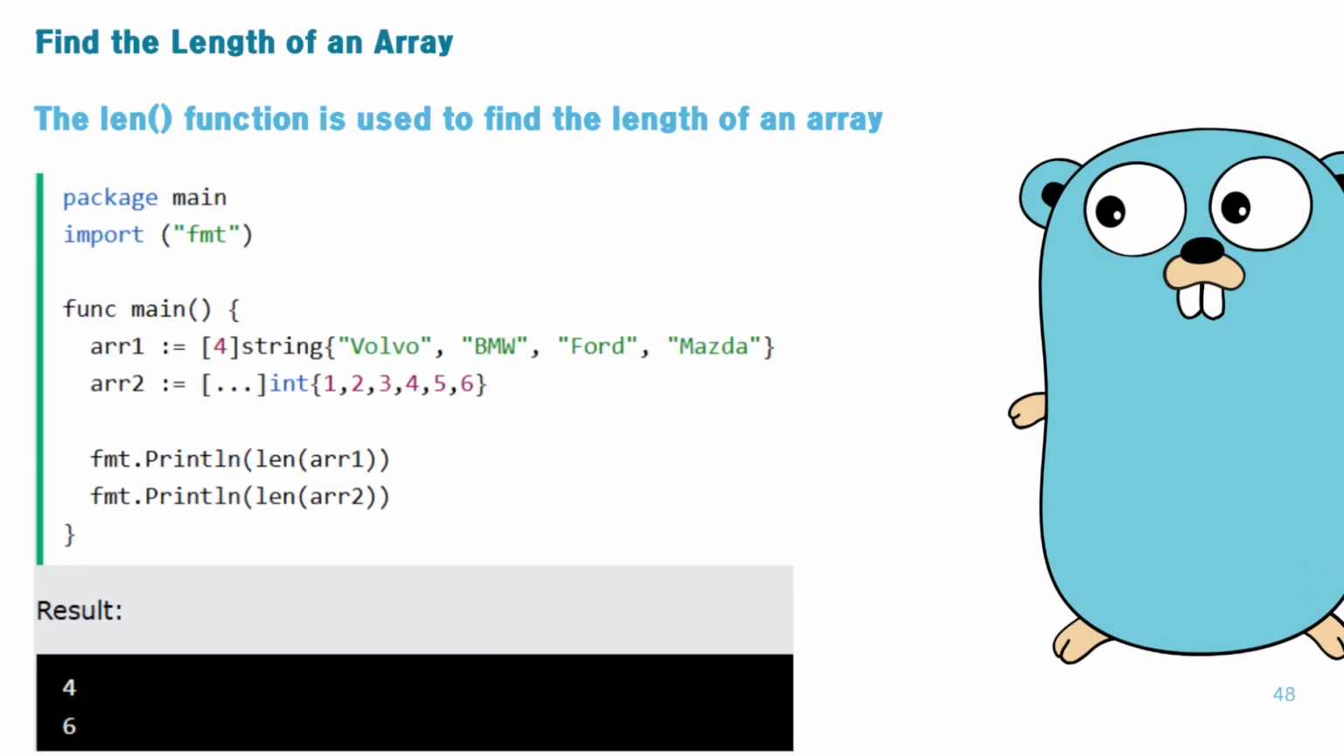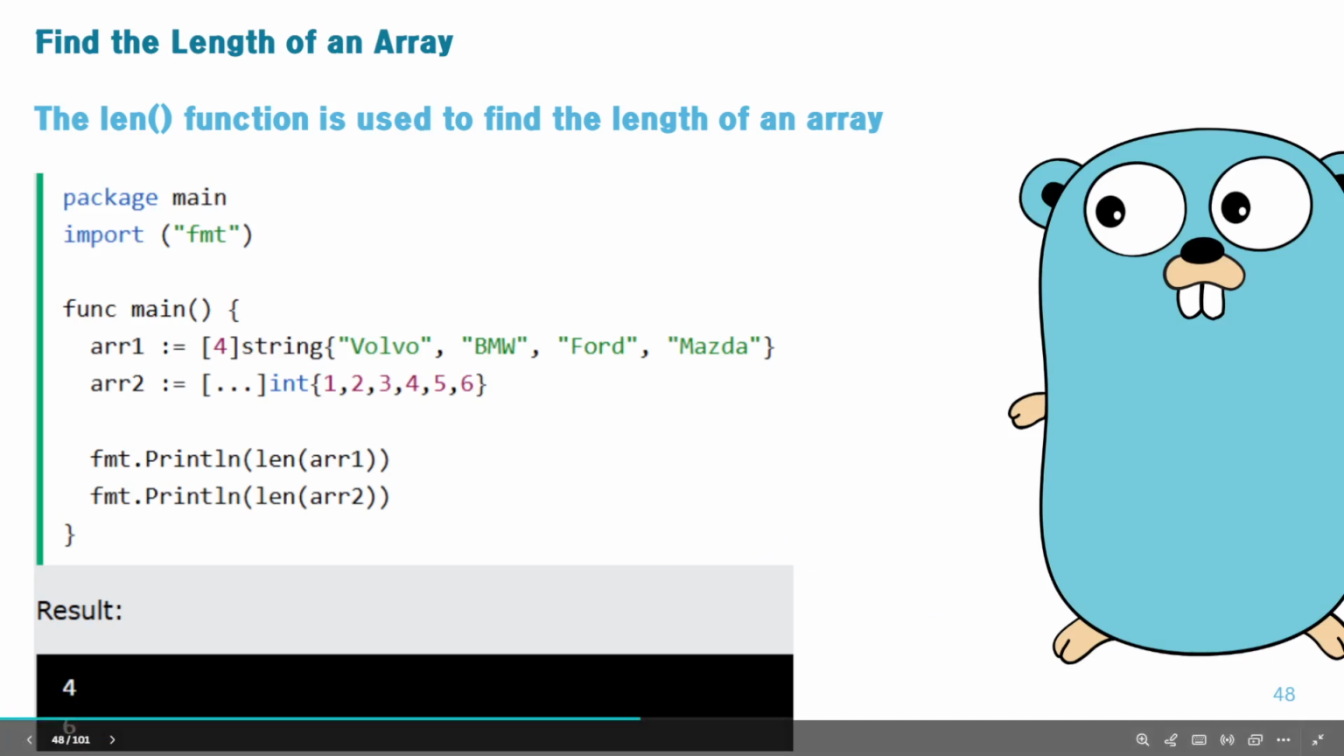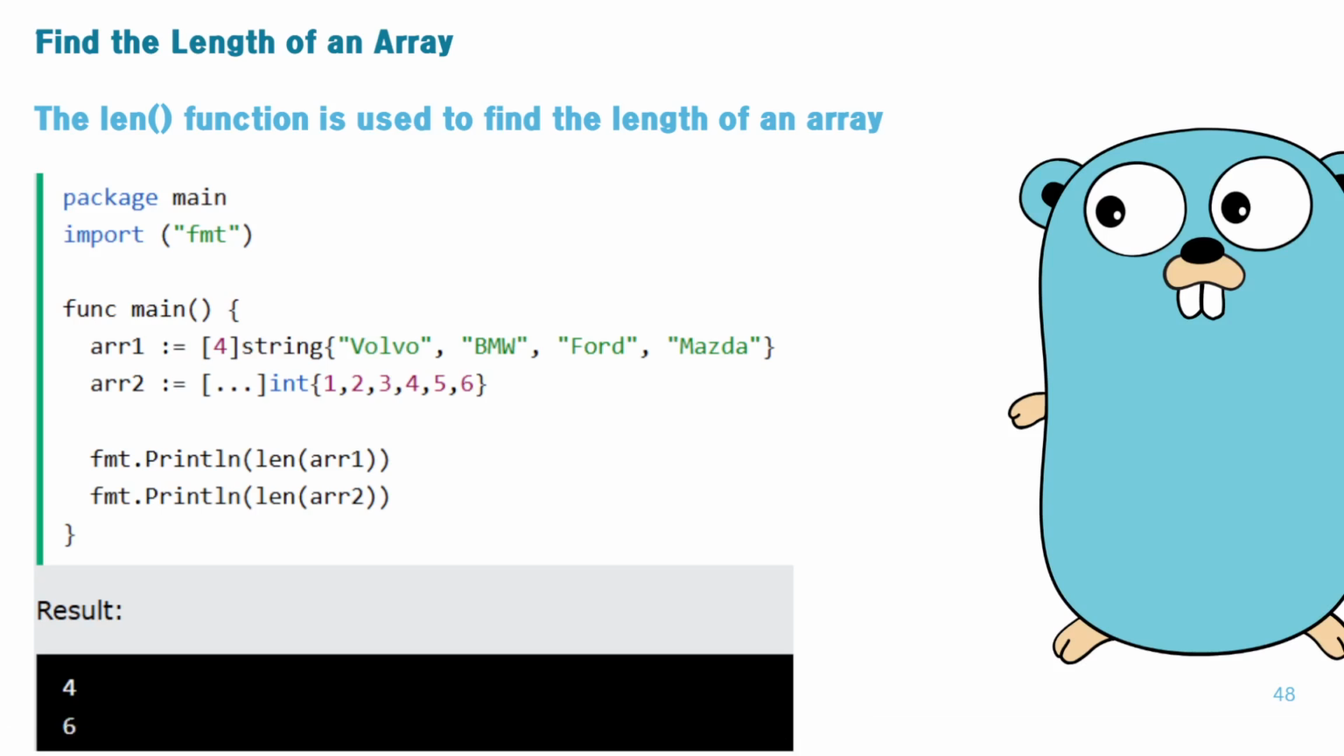Next thing is finding the length of an array. The len function is used to find the length of an array, and you can see that we have initialized an array with length 4 and it has printed 4. We have initialized another array with 6 elements, though we have not specified the length, so it has returned 6 as it has inferred the length from the number of values that we have put in there.